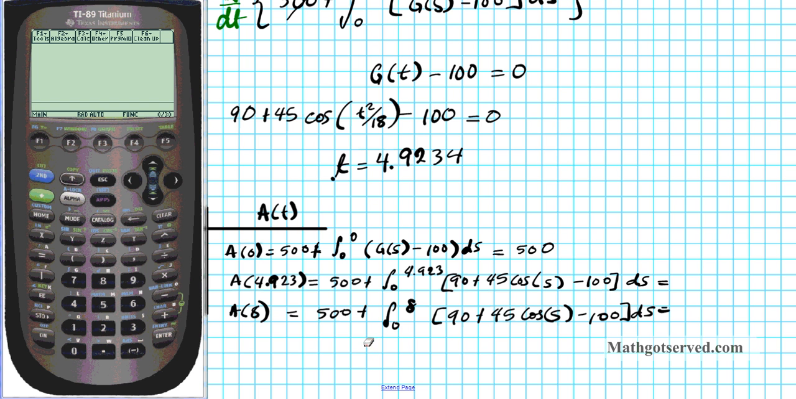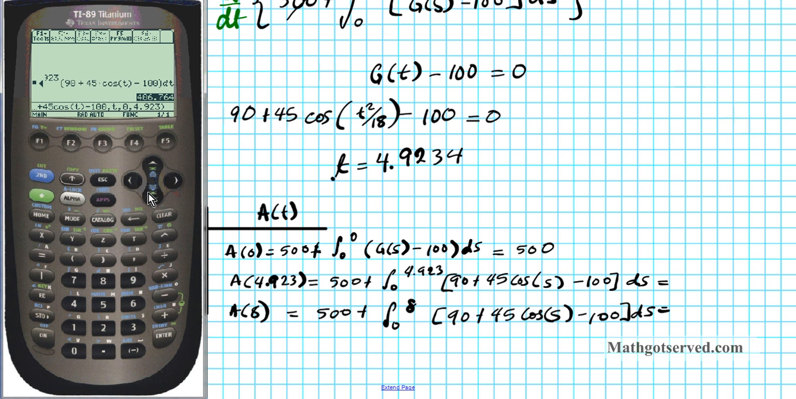Let me show you how to enter this with the TI-89 Titanium. We're going to do 500 plus the definite integral, second function 7, integral of the function, which is 90 plus 45 cosine. We can use whatever variable we want. Let's use t. Okay, cosine t minus 100. Variable of integration is t. Lower bound is 0 all the way to 4.923. Close that. Enter.